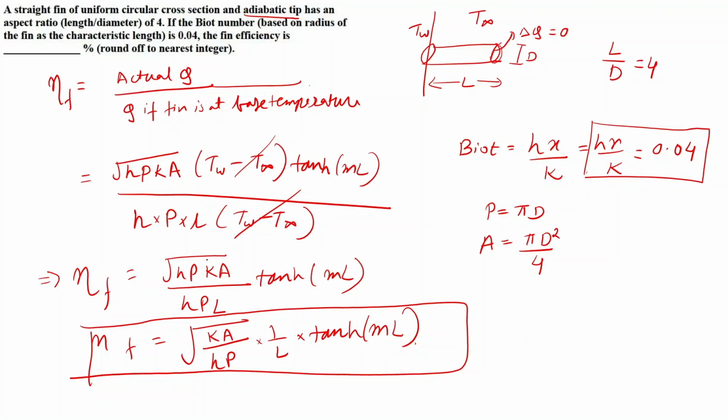From here you can see that this m factor we define as under root of HP upon K. If we replace under root of KA upon HP by 1 upon m, along with the 1 upon L already there, my final fin efficiency becomes tanh ml upon ml. So you can straight away remember this equation for the fin efficiency.